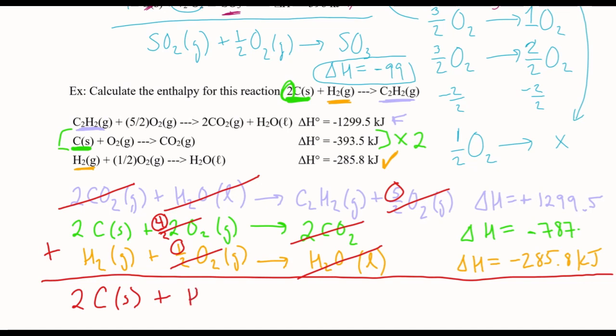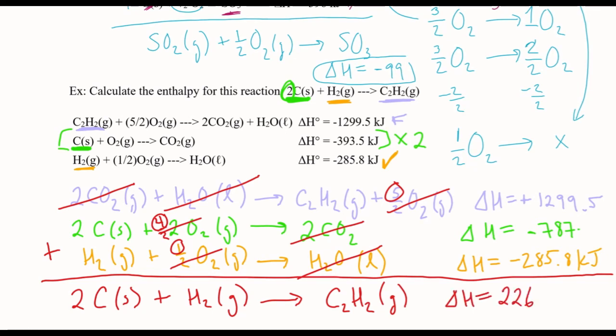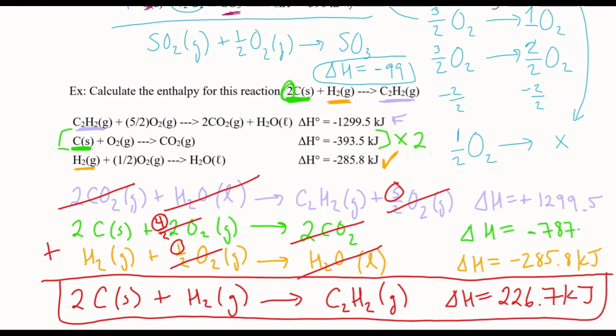And so we're going to bring down to the bottom everything that we have left over, and we're going to add up all those enthalpies. We should get the total heat of summation is 226.7 kilojoules. And that whole thing would be your final answer. What you should see is that the equation you end up with should match the original given equation.